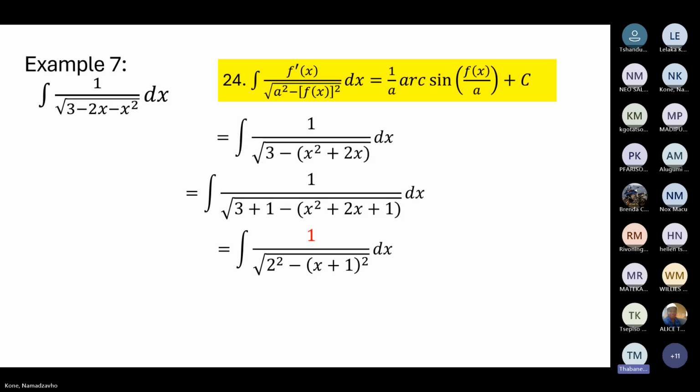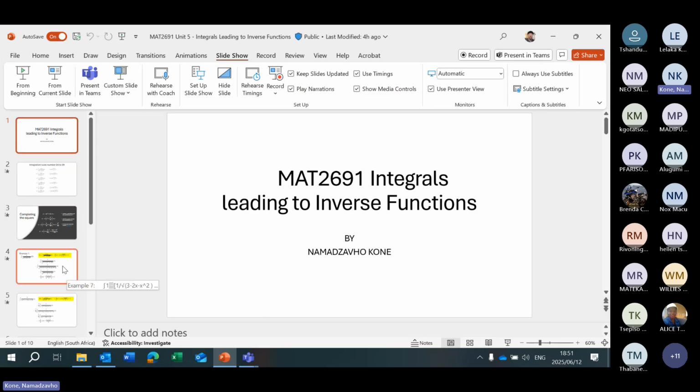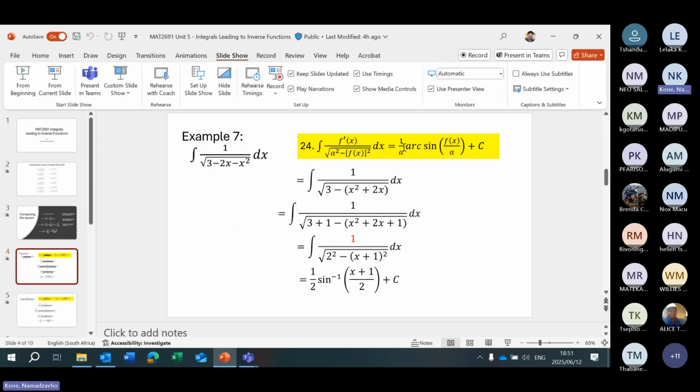Rule number 24 doesn't have 1 over A outside, right? So I copied it wrong. Yes, sir. You see, that is why I say these things confuse me like crazy. In an example, I'm already confused. So can I go and correct that before we continue? Because I don't want any mistakes. Thank you very much. So it means there is no 1 over A in rule number 24. It's just arcsin, isn't it?